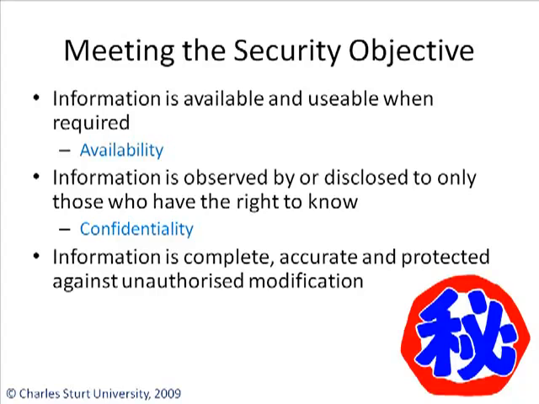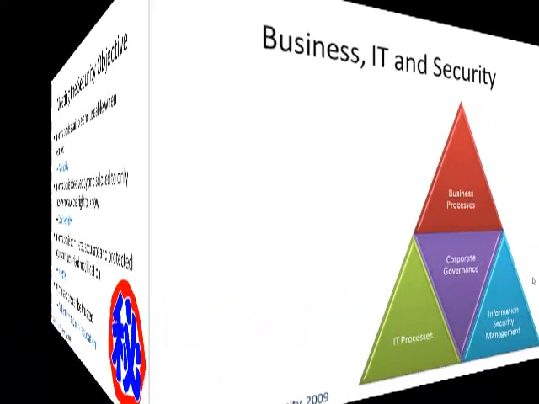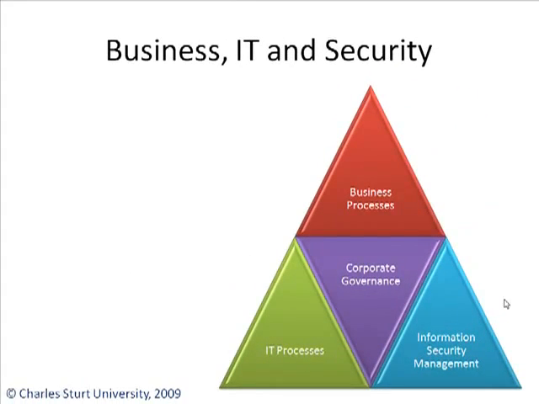Information needs to be complete, accurate and protected against unauthorized modification. We don't want anyone to tamper with the contents of our emails. We're talking about integrity of information here. And last but not least, all transactions can be trusted. So we're talking authenticity here and non-repudiation. These are the foundation pillars of information security management. So, some basic concepts for the process information security management.